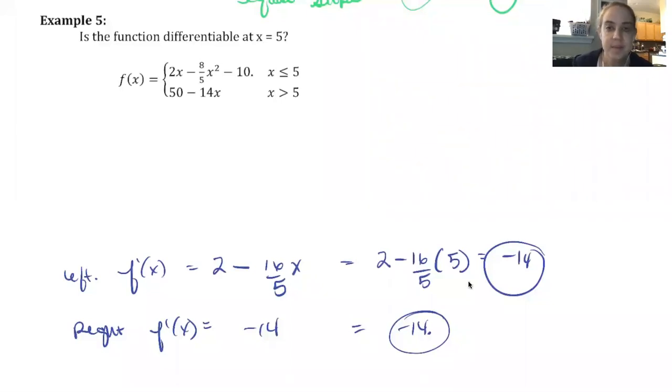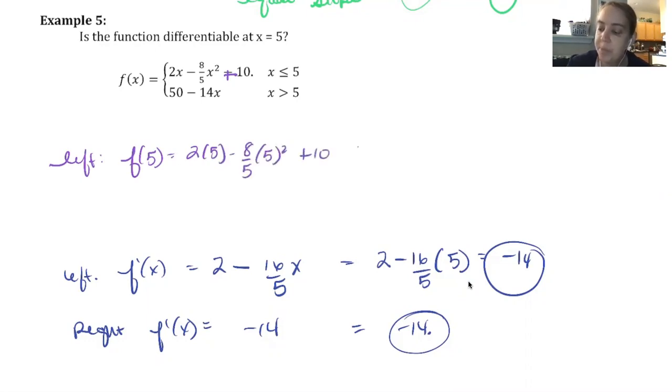All right, sometimes mistakes happen and you got to go back and adjust. So example 5, I erased the first part. If we make this a plus 10, things actually work out. So make this a positive 10. So now let's try again. If I try from the left, f of 5 is 2 times 5 minus 8/5 times 5 squared plus 10. This would be 10 minus 40 plus 10, which is a negative 20.